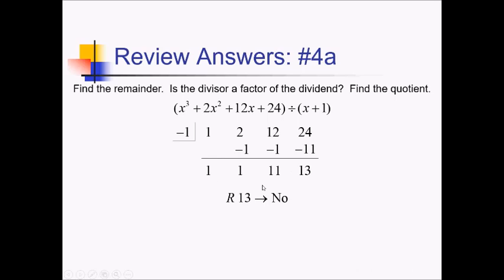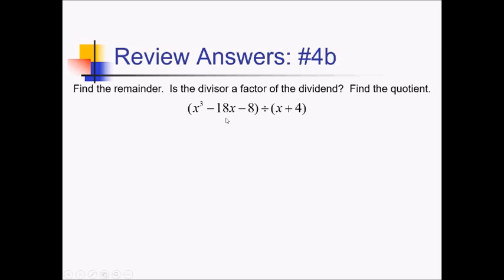Now, in terms of the exponents, we always go one exponent lower than we started, and here, you basically divided an x cubed by an x, so you should end up with something that starts with an x squared. So this 1 right here represents 1 x squared in your quotient, and then this 1 is really a plus 1x, and then this 11 is really just plus 11, the constant.